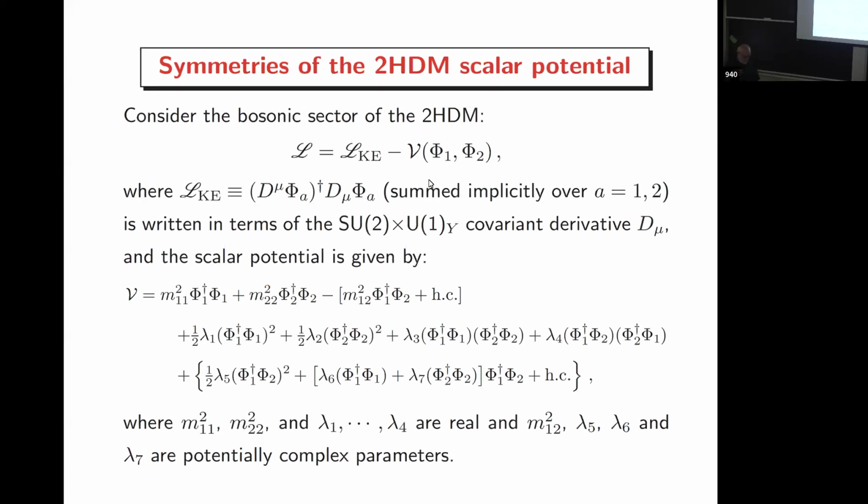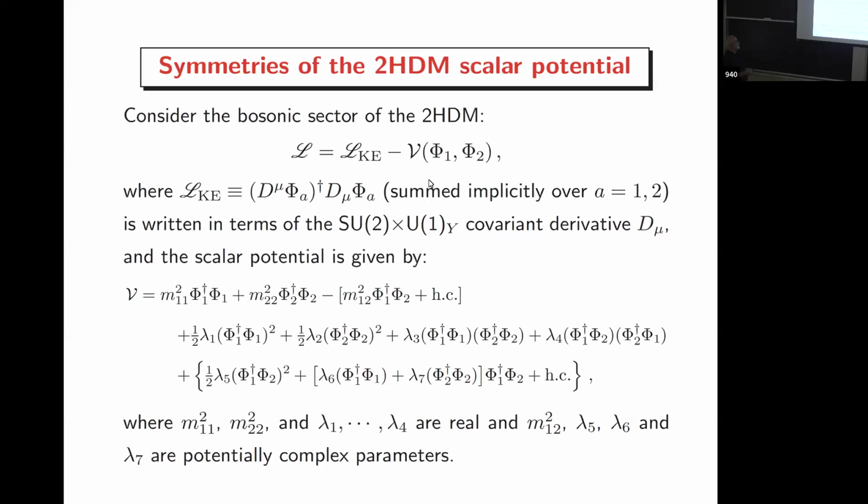So let me review the classification of the symmetries in the two-Higgs-doublet model, so that you can see what this paper, Ferreira et al., ended up finding. Let's neglect fermions and just consider the bosonic sector of the two-Higgs-doublet model. There's a kinetic energy term involving the covariant derivative. There's a potential: here's the most general renormalizable, gauge-invariant scalar potential.